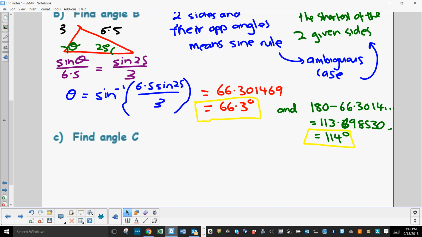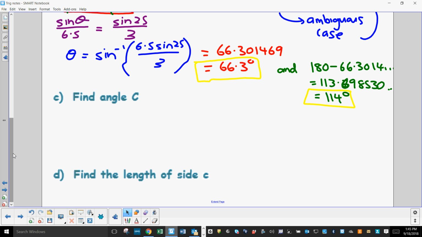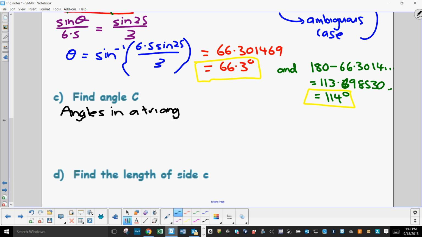So you could call it B1, B2. Some books call them B and B dash. However you want to set it up. So find angle C. We can just use the fact that angles in a triangle add to 180. So maybe let's make a note of that because we might look at our working out later and go, hey, how do we find that? Angles in a triangle. At the moment it makes sense, but looking back it might be a bit of a jumble. Add to 180 degrees is our reasoning.